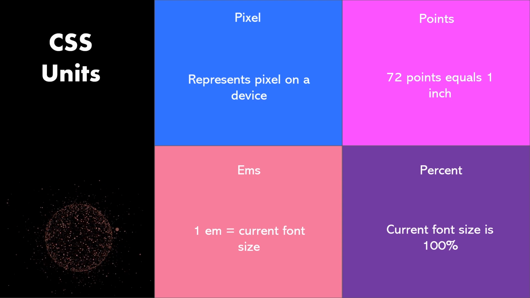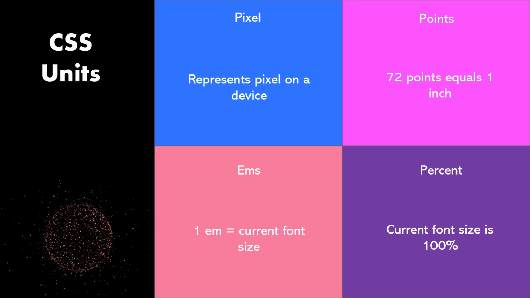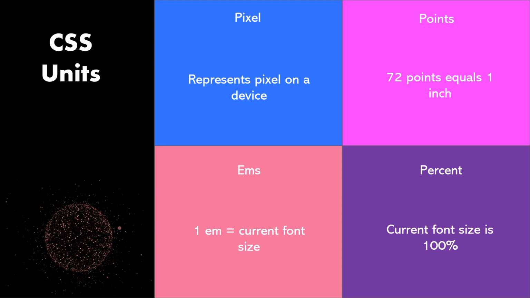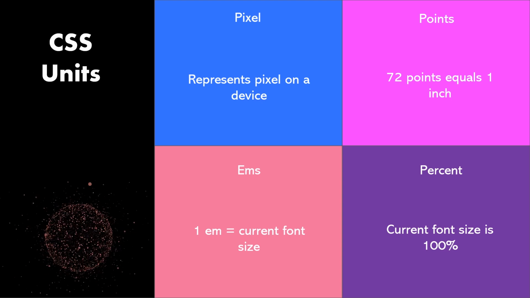So you could say something like font size equals 25 pixels, so it'll make it actually 25 pixels. Then there's also points, which is mostly used in print media. And all you need to remember to use points correctly is that 72 points equals 1 inch.